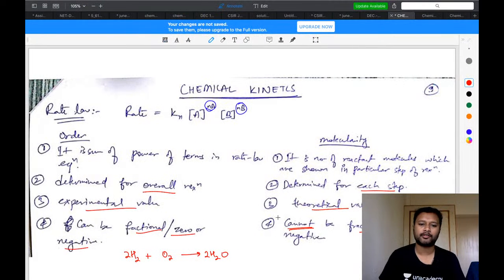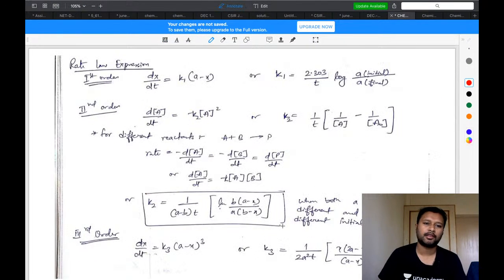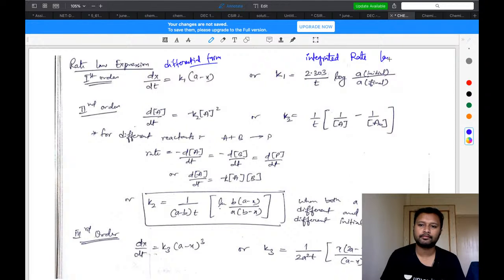All right, coming back to this, let's now talk about the rate law expressions. There are different rate law expressions for first order, second order, and third order reactions. For the first order reaction, this is the differential form. This particular form is called the integrated form, the integrated rate law equation.